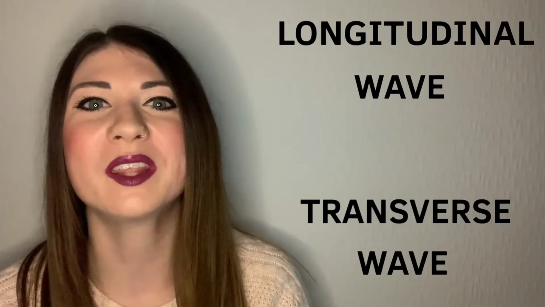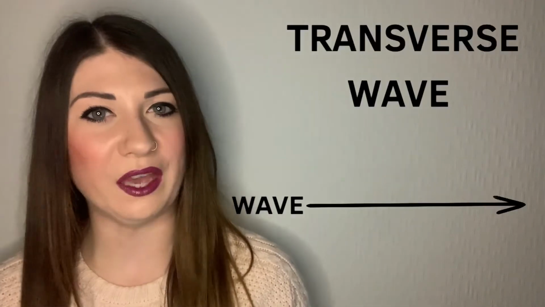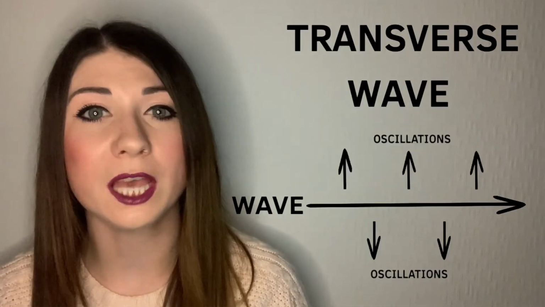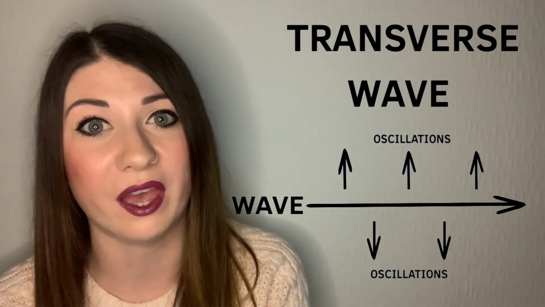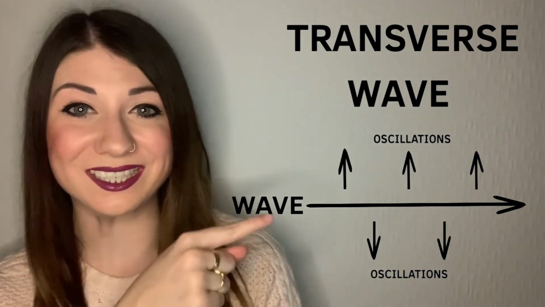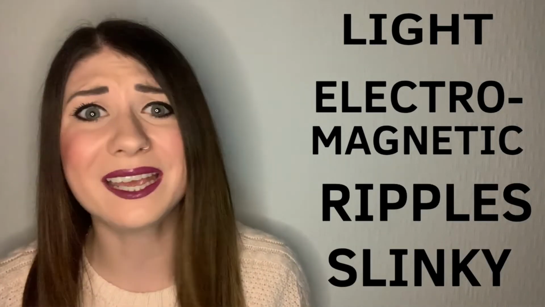Here we are, the final stage, the difference between the longitudinal and the transverse wave. We've all been waiting for this. In both cases, the wave travels this way. In a transverse wave, the oscillations or vibrations are perpendicular, so 90 degrees to the direction of the energy transfer. So if the wave is travelling in this direction, the oscillations will be going up and down. Now most waves are transverse waves, so light waves, all electromagnetic waves, ripples on the water, even wiggling a slinky up and down. You get the picture.